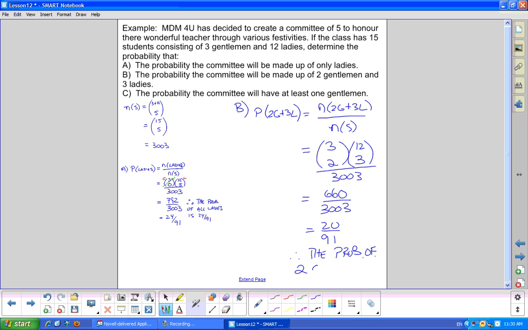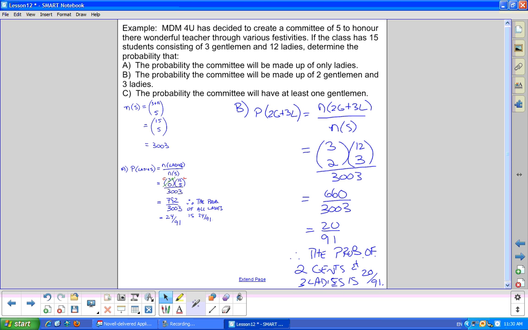of 2 gents and 3 ladies is 20 over 91, okay, or approximately 22%. So very, very close to actually the same as picking an all-ladies committee.